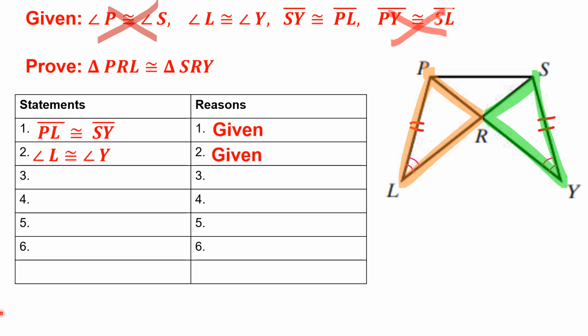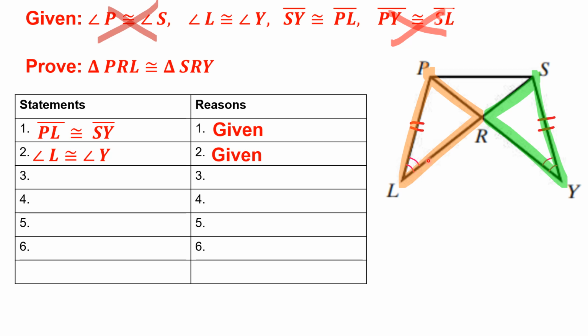All right, so remember to prove that two triangles are congruent, which is our goal here, we're supposed to be proving that triangle PRL is congruent to triangle SRY. To prove that two triangles are congruent, we use one of our four postulates: side, side, side, side, angle, side, angle, angle, side, or angle, side, angle. So we've got to figure out which postulate we're going to use here. Right now we only have two things marked, so we do need one more. We either need another side or we need another angle.